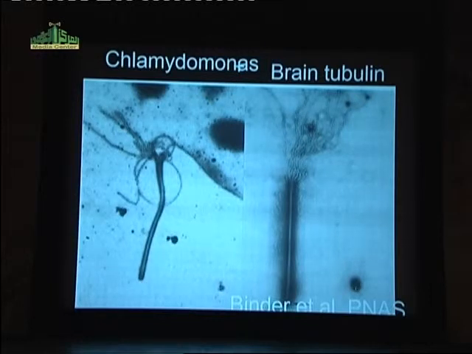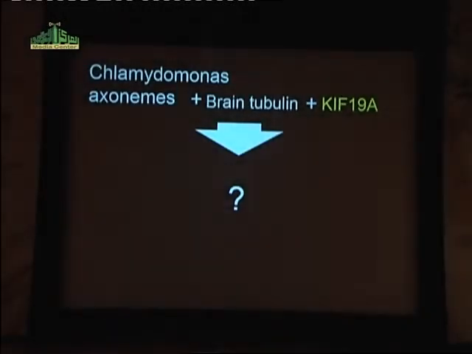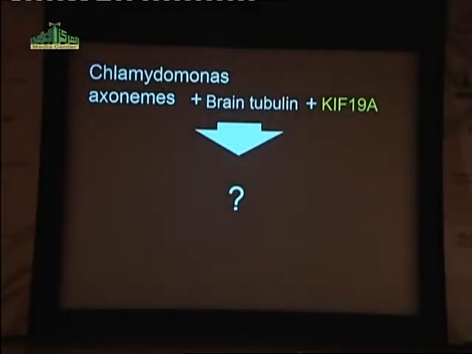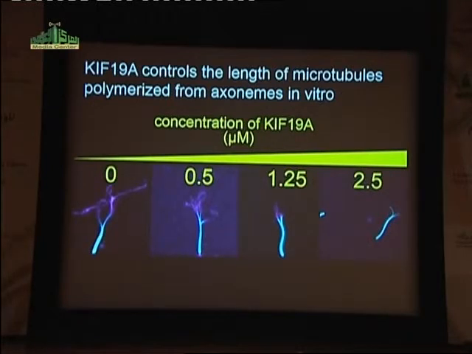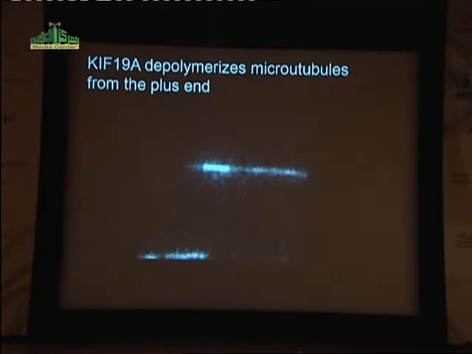So this is the Chlamydomonas flagella. And if you add brain tubulin, it polymerizes at the plus end and microtubules grow, okay? So if you add KIF19A, what happens? It's dose dependent, microtubule growth is inhibited, okay? That means KIF19A depolymerizes the microtubules ATP dependently. So I show you the in vitro phenomenon.